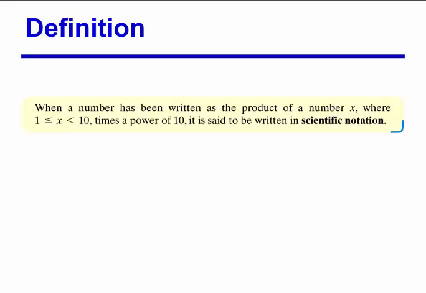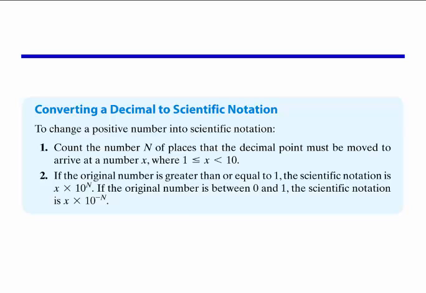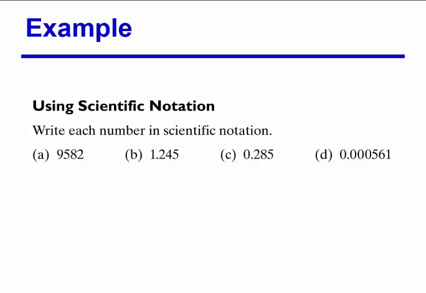Using scientific notation, when a number has been written as a product of a number x, where 1 is less than or equal to x less than 10, times a power of 10, it is said to be written in scientific notation. Now, converting a decimal to scientific notation. To change a positive number to scientific notation, count the number n of places that the decimal point must be moved to arrive at a number x, where 1 is less than or equal to x and x is less than 10. If the original number is greater than or equal to 1, the scientific notation would be x times 10 to the n power. If the original number is between 0 and 1, the scientific notation would be x times 10 to the negative n power. So here we have each number in scientific notation.